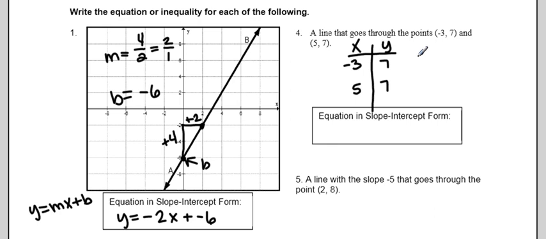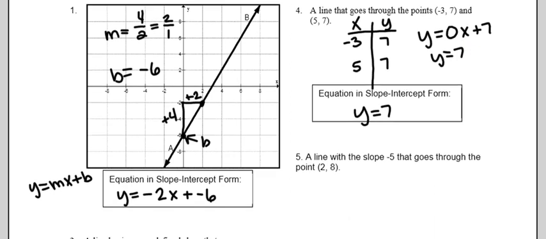Once you throw this in your calculator, you're going to get something like y equals 0x plus 7. Well, notice in your table, your y's are all the same. So we could have just saved time and noticed that and known that y equals 7. Because we know 0 times x goes away, so this also just leaves us with y equals 7.